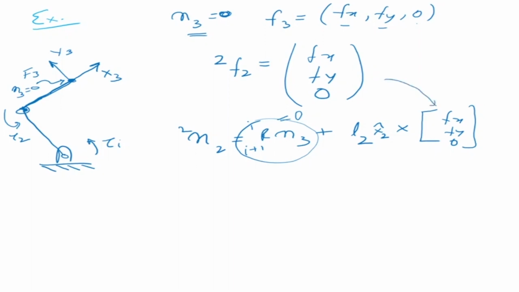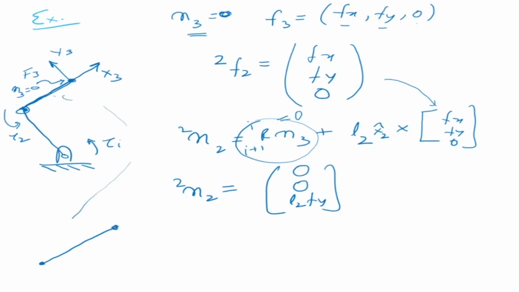Okay, so we can simply find this out and say N2 is equal to, if you multiply it out, ijk again, we get L2 Fy, and this is the moment acting about the z-axis. Now let me draw this link here just to understand. So this is my x-axis, this is my y-axis, this is y3.